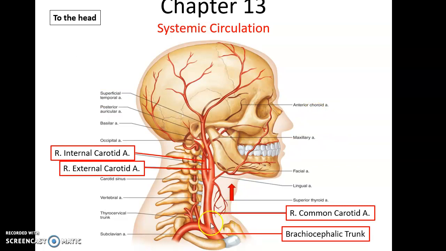So the common carotid artery, as it's going up the neck, will split into the right internal carotid artery and the external carotid artery. Surprise, surprise, the internal carotid artery is going into the skull, going to the brain. The external carotid artery is going more toward the surface structures of the head.